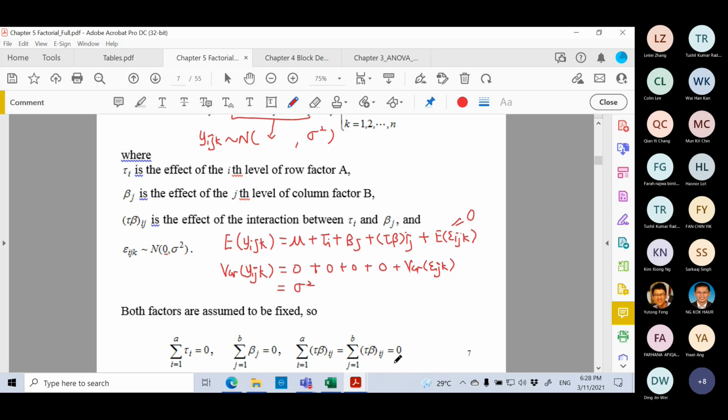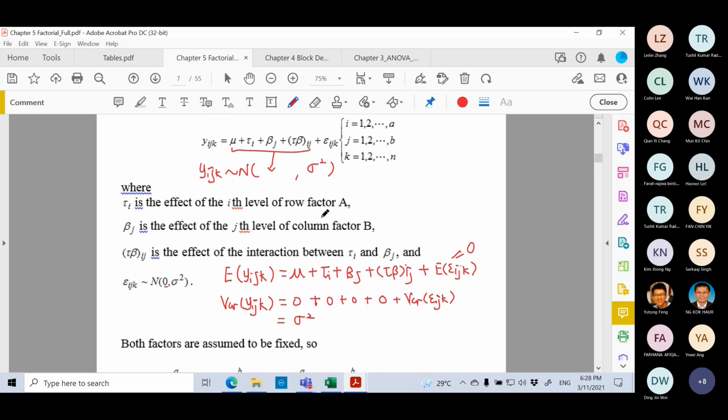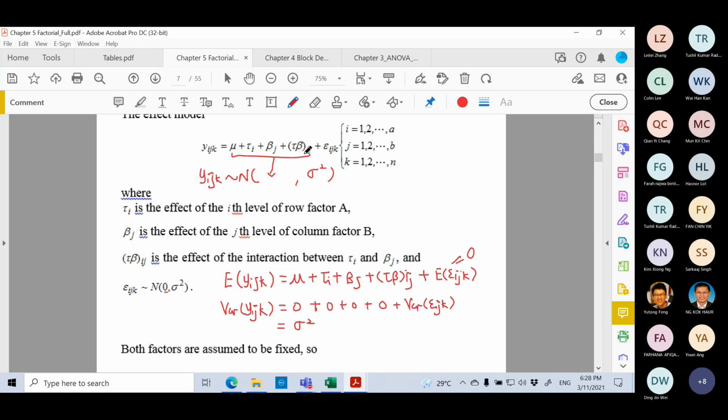Okay. So bear in mind that this one is a model, because this model will be important when you calculate the residue.